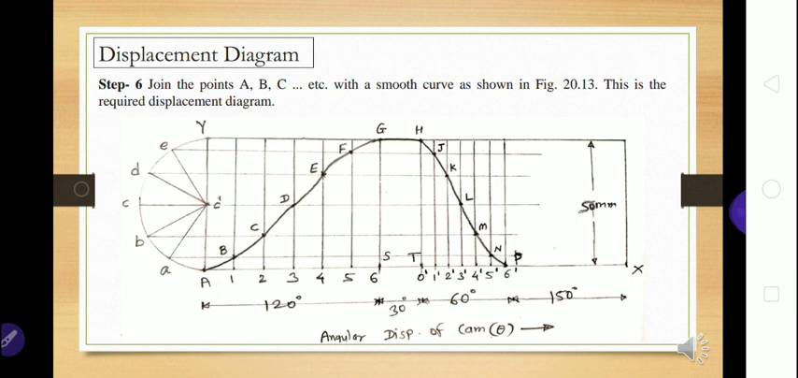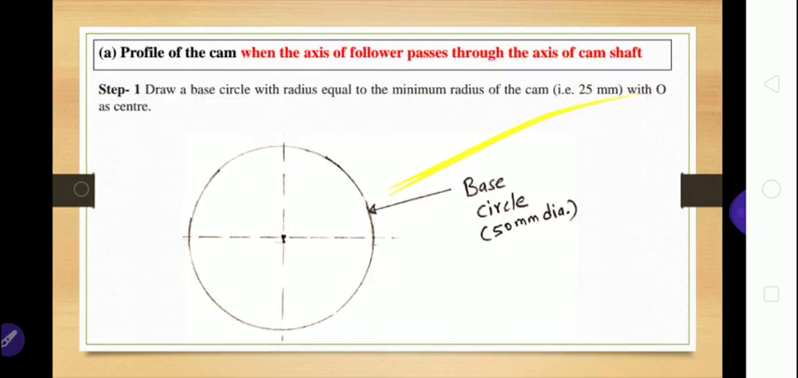So that curve, starting from capital A to capital G to capital H to capital P, and capital P to capital X, that is AGHPX, is our required displacement curve for the simple harmonic motion and roller follower for this problem. So we have drawn the displacement diagram with the help of these 6 steps.